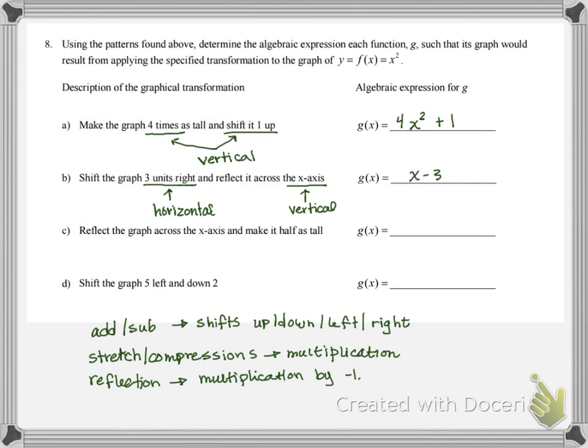Again, I haven't squared it yet because I'm working on the horizontal transformation. Now I'm ready for the vertical. So we square what we had. And then to flip it across the x-axis, what do I do? Just negative in front. Okay, you guys try C and D real quick.